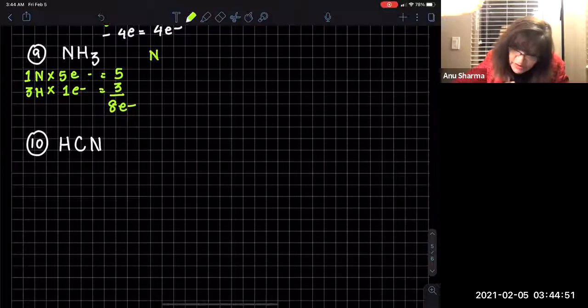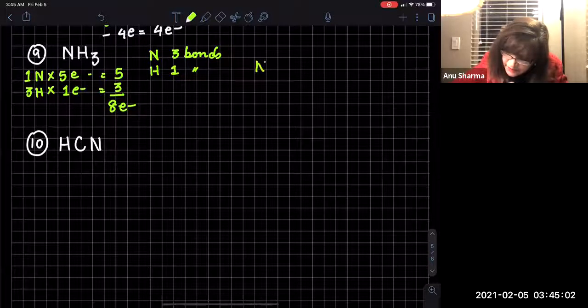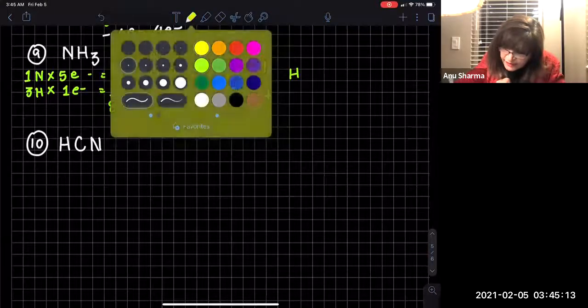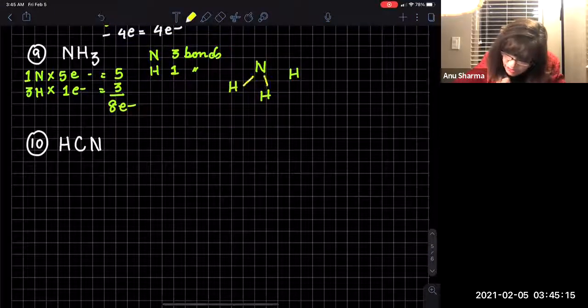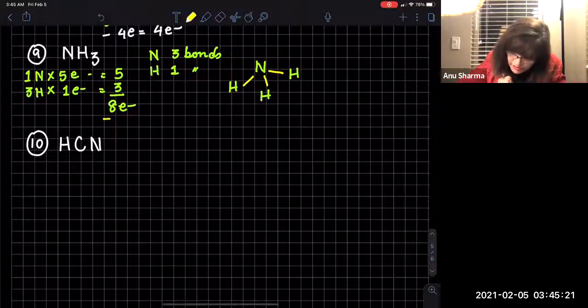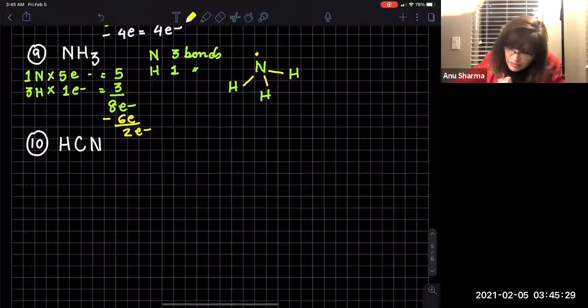Second, nitrogen makes 3 bonds and hydrogen makes only 1 bond, so nitrogen gets to be in the middle. Here's your nitrogen, and here's one hydrogen, another hydrogen, another hydrogen. Now you connect them with single bonds: 1, 2, and 3. How many electrons did you use? 6 electrons. So minus 6, and you are left with 2 electrons. Where are those 2 electrons going to go? On the central atom, according to the rules.